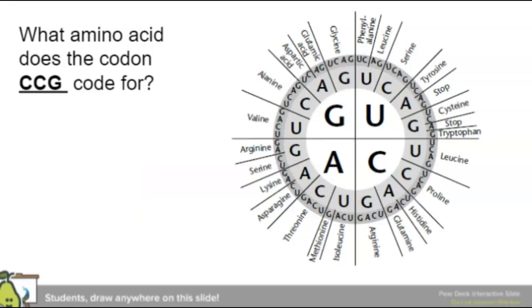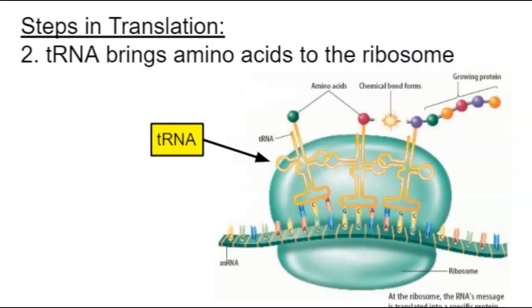All right. And one more. What does CCG code for? So find our first letter, C, second letter, C, third letter, G. Proline. Good. All right, so you didn't have anything to write down for that, but now we're going to finish with our steps. So step number 2.